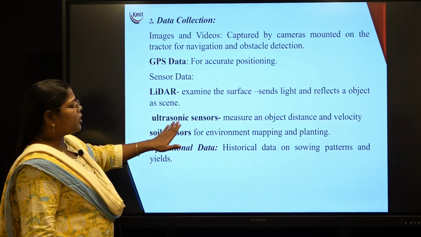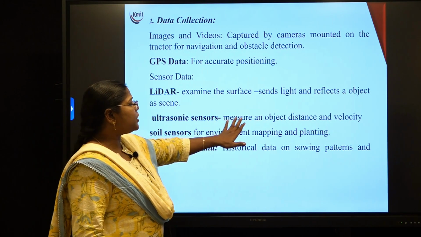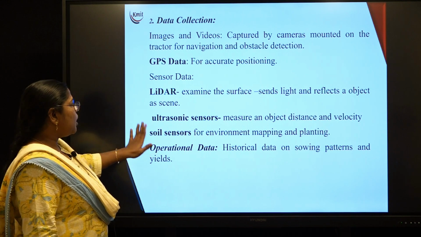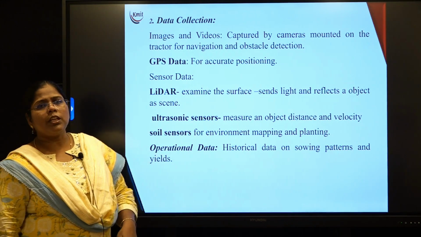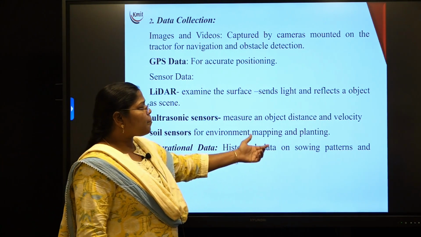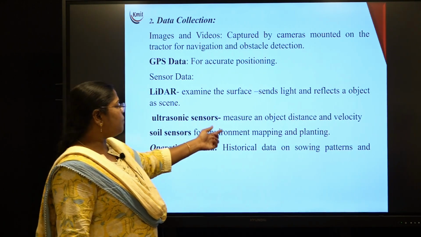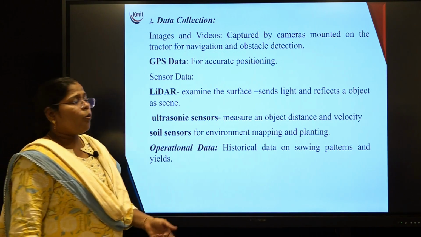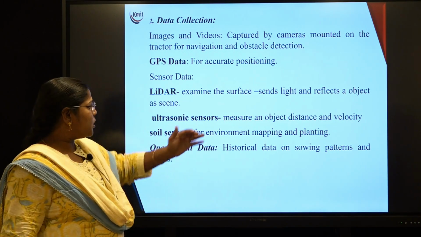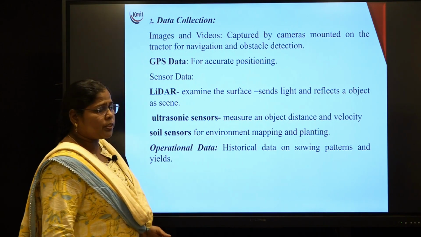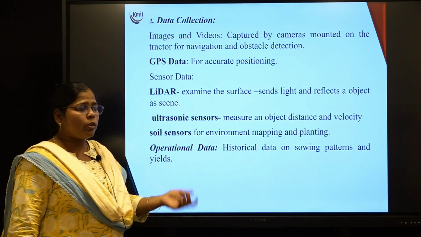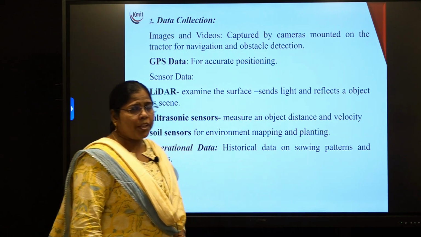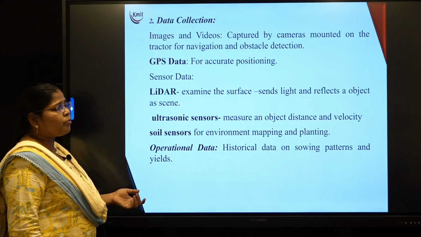Next is ultrasonic sensors. Ultrasonic sensors measure the object distance and also the velocity. Soil sensors observe the environment and mapping, and calculate the mapping and planting. Next is operational data. Once the data is collected at present, the past data is also required, which is nothing but the historical data on sowing patterns and also yields of the crop.